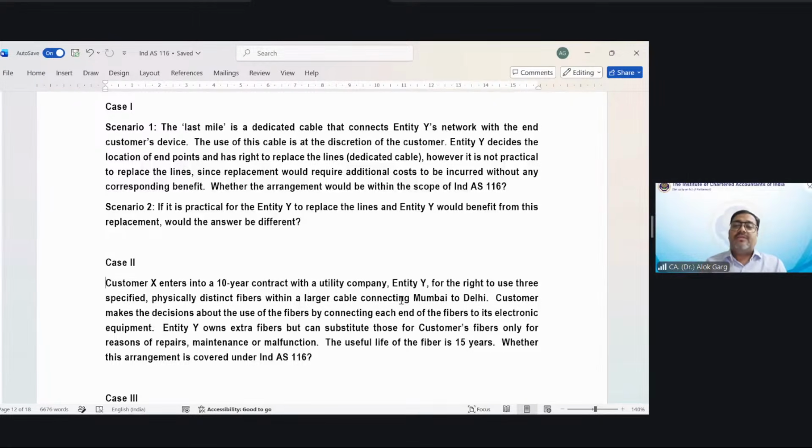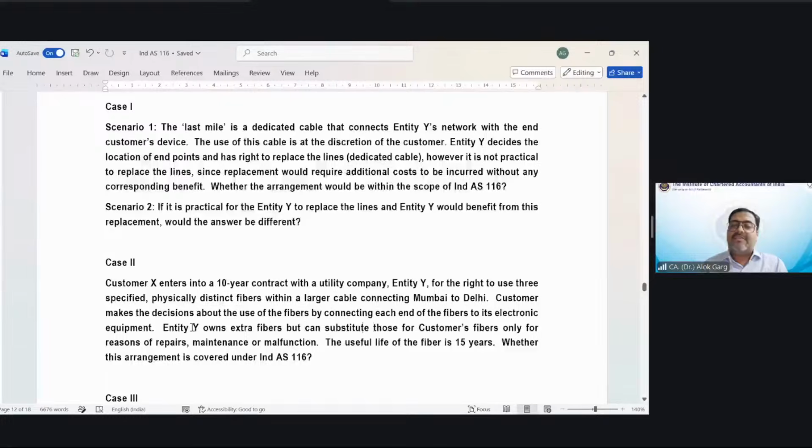Okay. Customer makes the decisions about the use of the fibers. Customer makes the decision about the use of the fibers by connecting each end of the fibers to its electronic equipment. So customer makes the decision. So customer is making a decision how to use and for what purpose it is going to be used, right?